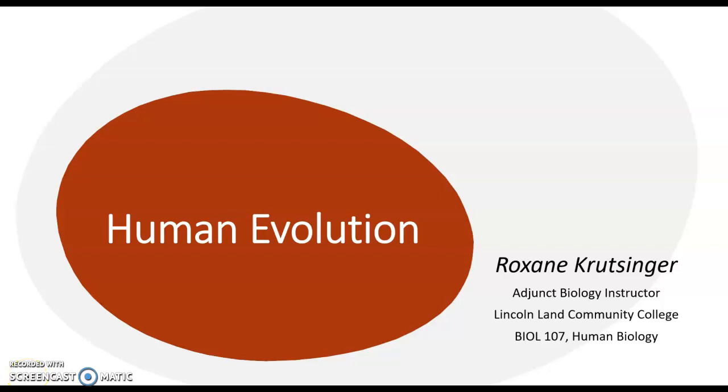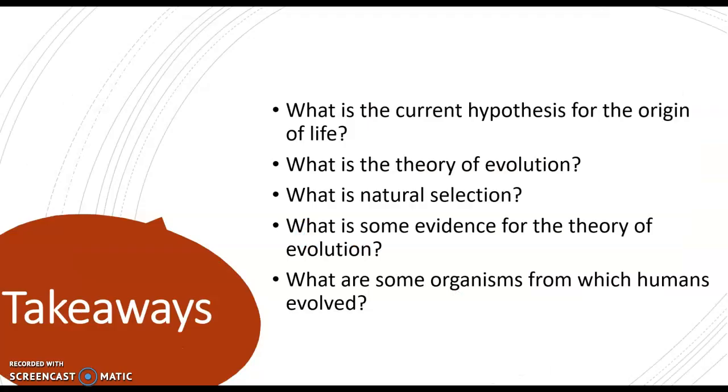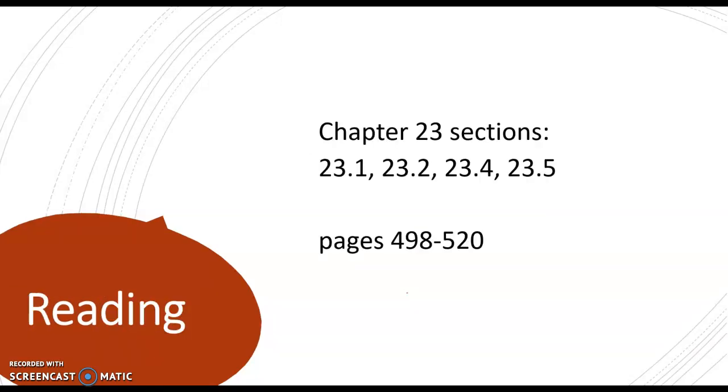Chapter 23 of our book is entitled Human Evolution. We are going to be answering the following questions in this chapter. Go ahead and pause here if you would like to jot them down. We are going to be covering sections 1, 2, 4, and 5. So skipping section 3.